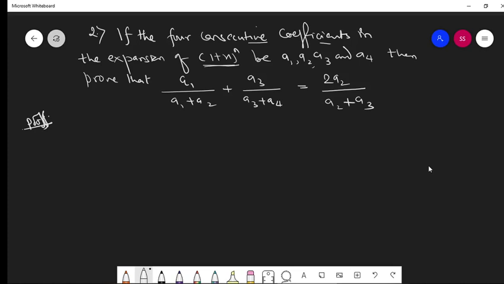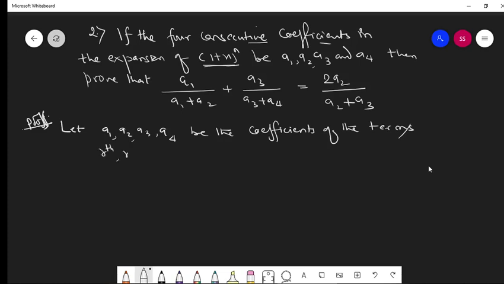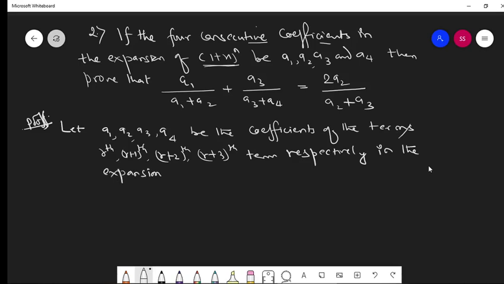dear student. Firstly, let a1, a2, a3, a4 be the coefficients of the rth, r plus 1th, r plus 2th, and r plus 3rd terms respectively in the expansion of (1 plus x) to the power n.